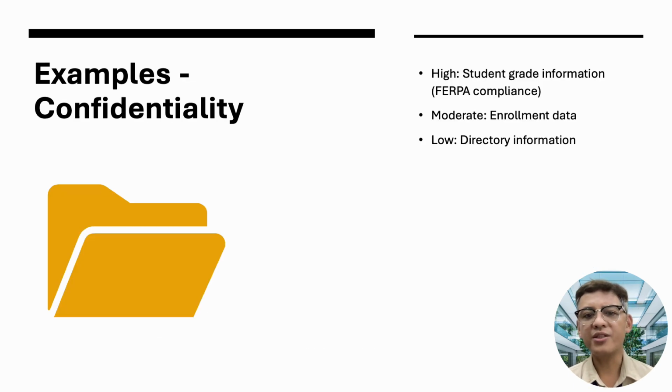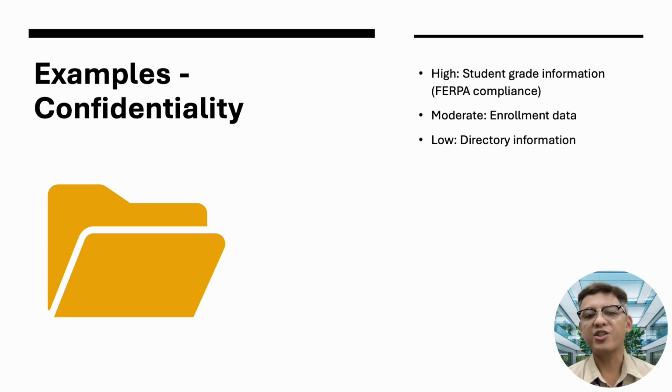Let's dive deeper into confidentiality with some practical examples, categorized according to the impact if confidentiality were compromised. High confidentiality assets include sensitive student grade information. For students, grades represent private data protected by regulation such as the Family Educational Rights and Privacy Act, or FERPA. Unauthorized access to grades can significantly impact privacy and trust.